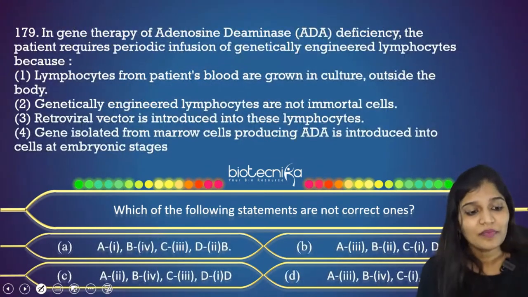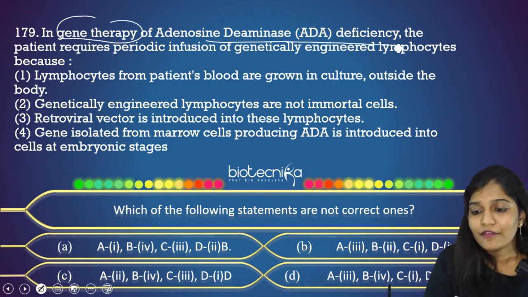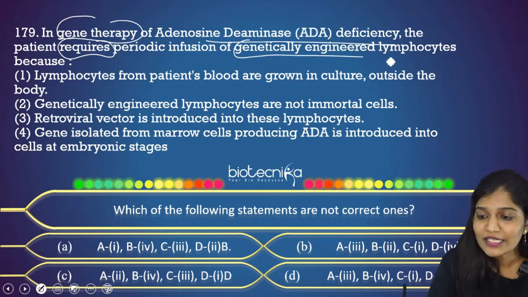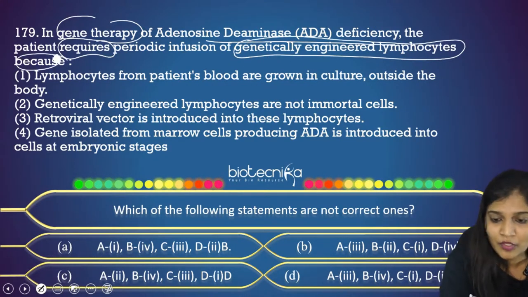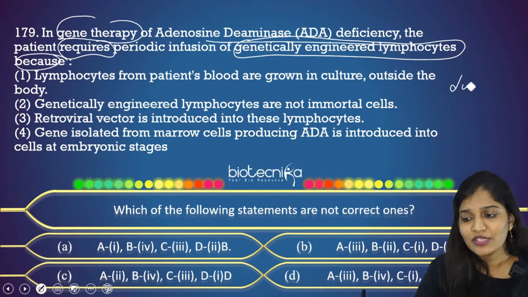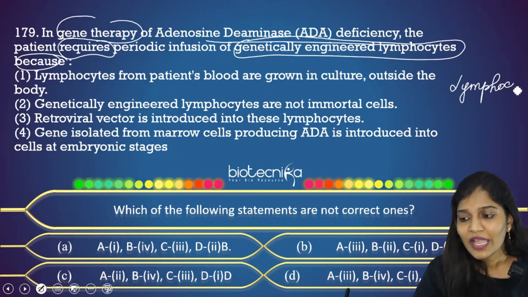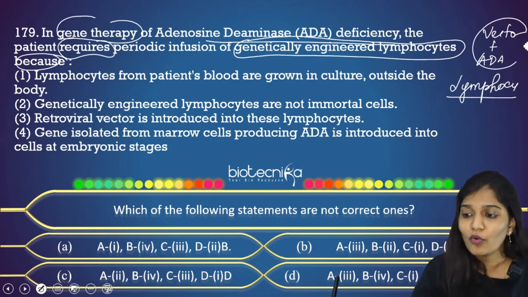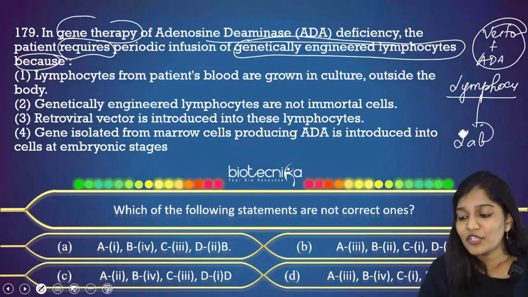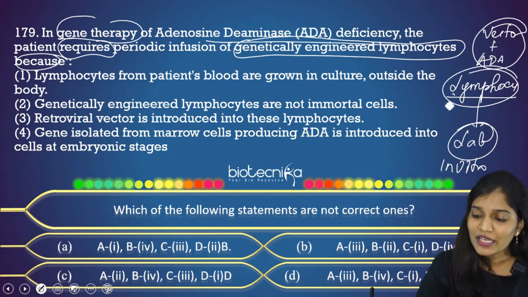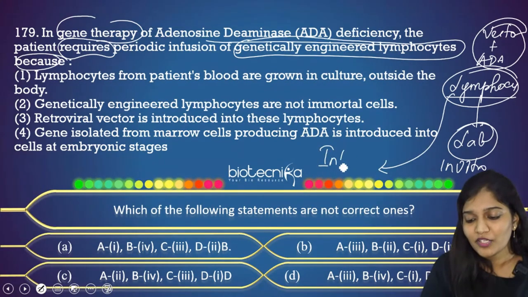Yes. The next question: in gene therapy, for ADA deficiency, the patient requires periodic infusion of genetically engineered lymphocytes because... If you're going to treat some patients, many drugs are given, but nothing works. We used to target only the genes. So they take the lymphocytes of the patient and add ADA genes with viral vectors, and they grow them in the laboratory outside the patient's body. It is an in vitro situation. After this, they take these lymphocytes and introduce them into the patient.